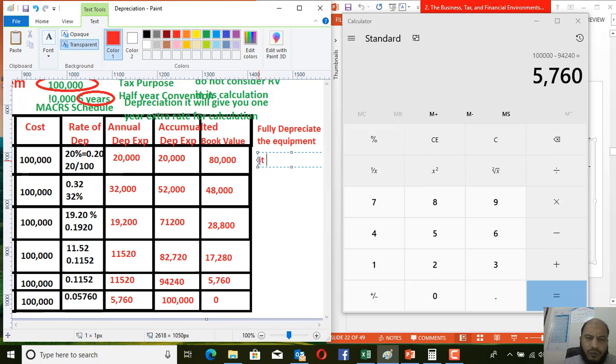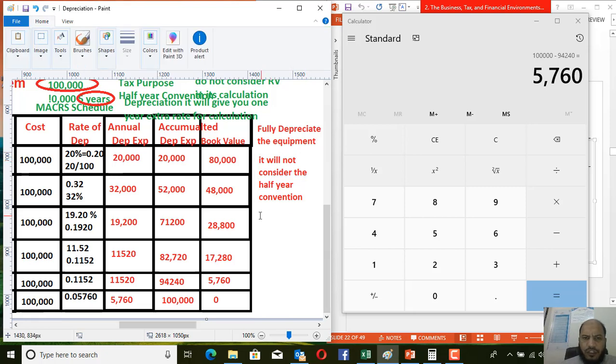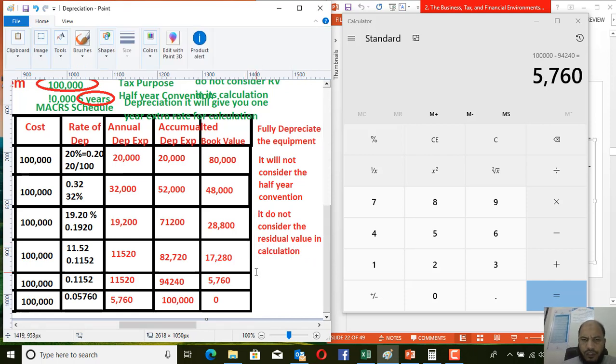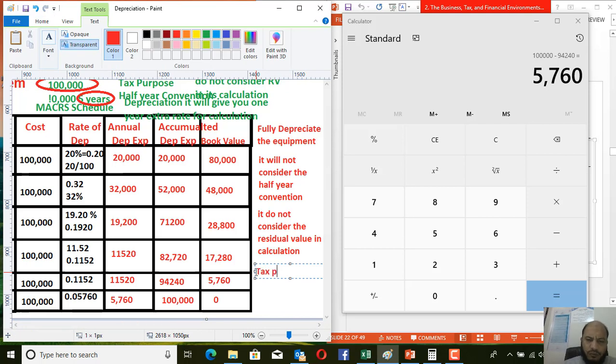Second characteristic, it will not consider the half year convention. Okay, good. And the third one, it does not consider the residual value in calculation. Fourth, this is used for tax purposes.